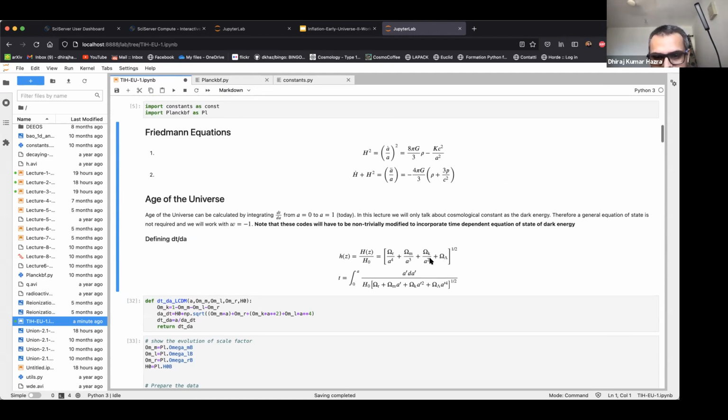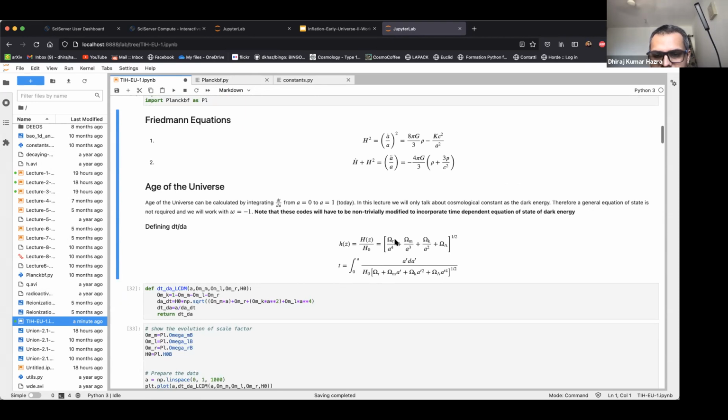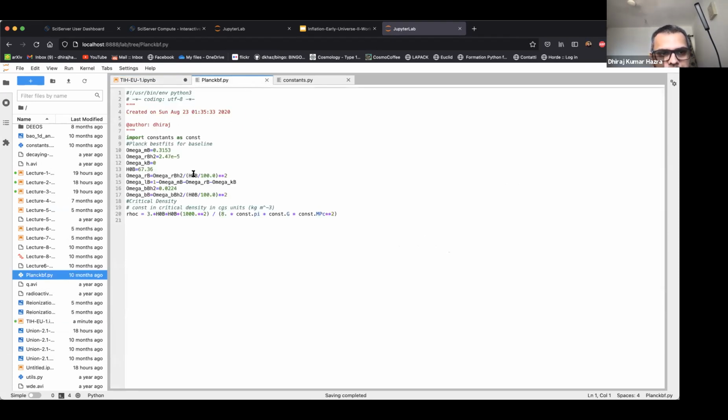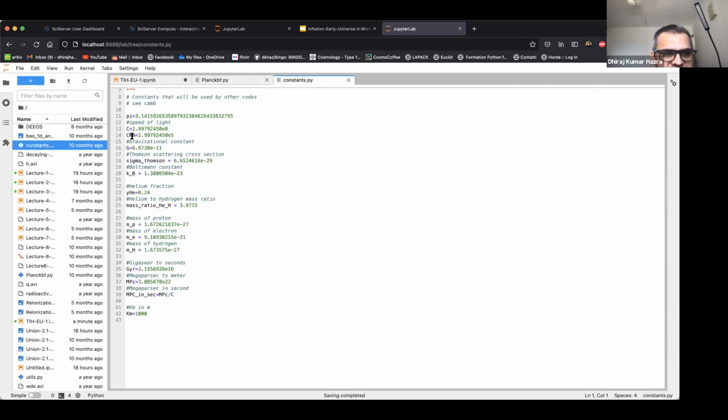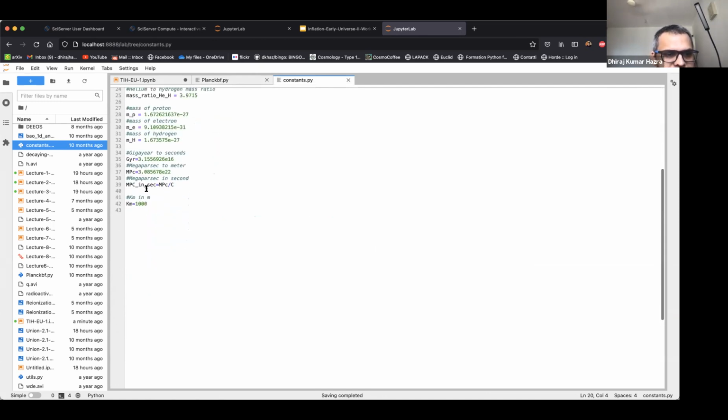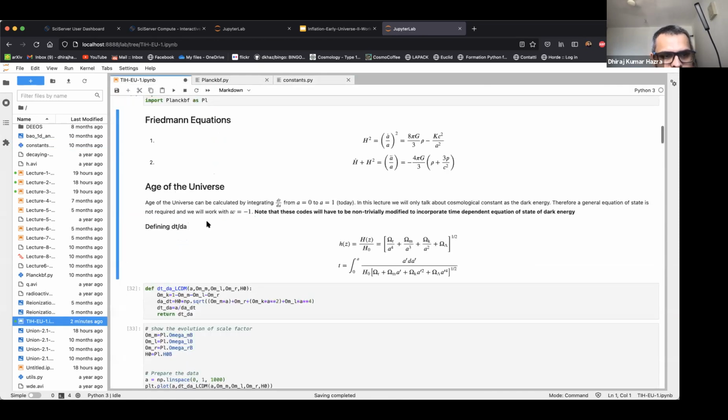Remember that these are the values today, the omega values today. And where you can get these values, for example, those values are written here. These are Planck best fit. I think I have used Planck 2018 best fits, and I have written them as some constant values. This also uses constants like pi, c in kilometers, Thomson scattering cross section, Boltzmann constant, etc. You also sometimes need megaparsec to second, etc., in order to go from one unit to another.